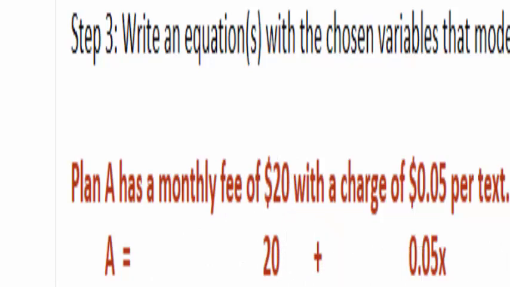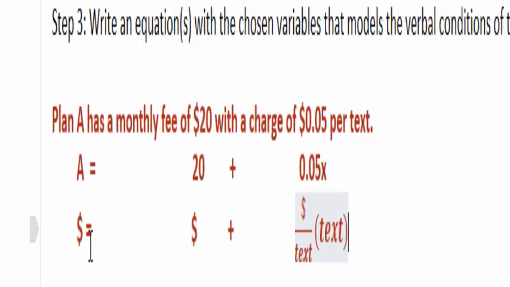And checking the units for plan A, we're talking about the cost, so that was dollars. We can look back to see what A represented, and it was a cost. $20 has a unit of dollars. $0.05 per text is dollars per text, and x represents the number of texts, so we're multiplying that by text. And again, we can cancel the unit text with the unit text, and that is also a dollar amount. So we're actually saying that the dollar amount equals a dollar amount plus a dollar amount.